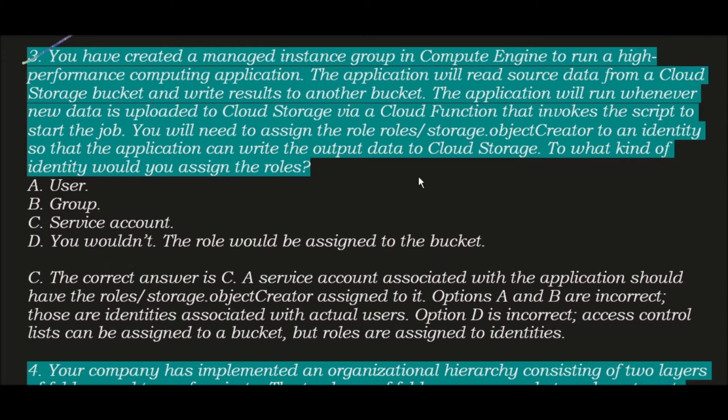Okay, next question. You have created a managed instance group in Compute Engine to run a high performance computing application. The application will read source data from a cloud storage bucket and write results to another bucket. The application will run whenever new data is uploaded to cloud storage via a cloud function that invokes the script to start the job. You will need to assign the role roles/storage.objectCreator to an identity so that the application can write the output data to cloud storage.